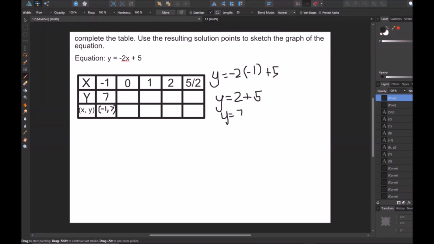So for this next one, for 0, we're going to plug in 0 every time we see x. So that's going to give us y equals negative 2 times 0 plus 5. Well, negative 2 times 0 is just 0, so we're left with y equals 5, meaning that our ordered pair will be (0, 5).